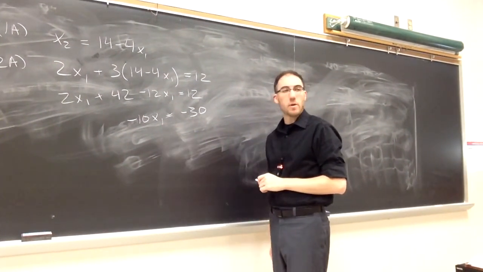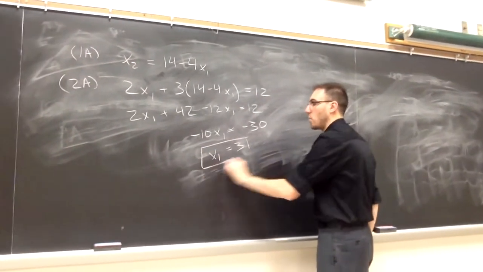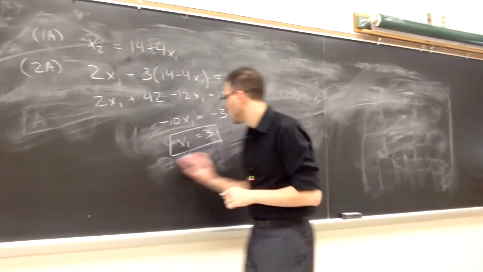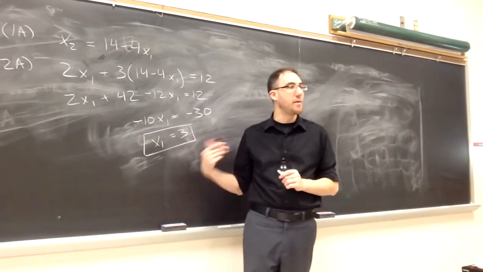And then, again, 1 equation for 1 unknown, divide through by negative 10. Now I get that x1 must be equal to 3. So we know x1, we now need to find x2.